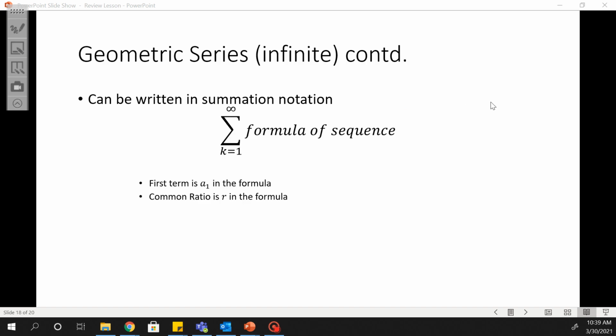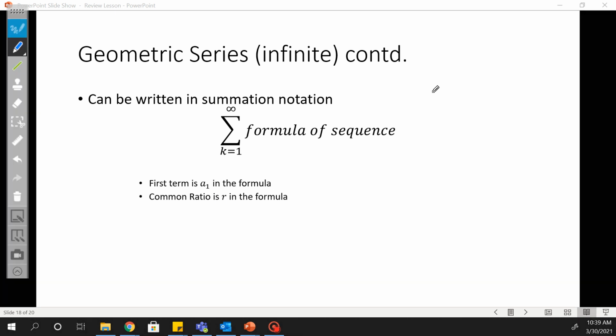Now, infinite geometric series can also be written in summation notation. It always starts at the first term, so k equals 1, and it will always go to infinity. And your formula will be right here. The first term is, of course, a1 in the formula, the first number in the formula. Common ratio is, of course, r in the formula. Remember, the formula is a1 times r to the n minus 1. So a1 would be the first number, which is your first term. r is your common ratio, which would be the thing right here.